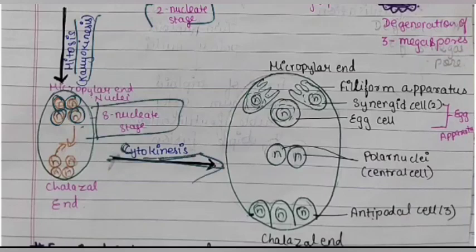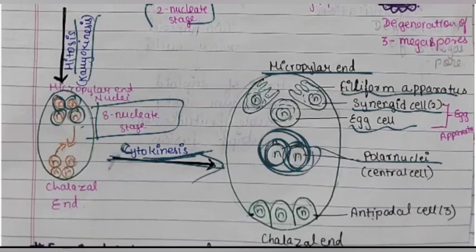Here the cytokinesis takes place. At the micropylar end, the filiform apparatus, synergid cells, and egg cell are formed. Right in the middle, the polar nuclei remain. This is only one cell, and two nuclei are present here. Now, at the chalazal end, antipodal cells are formed, which are three in number.